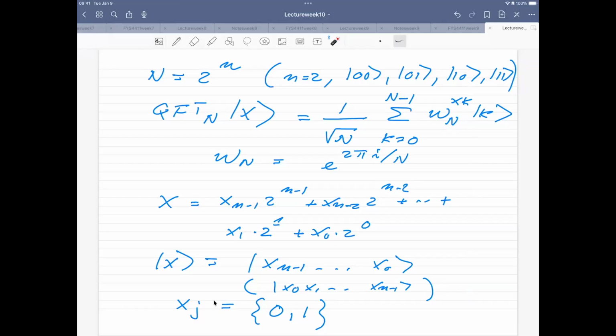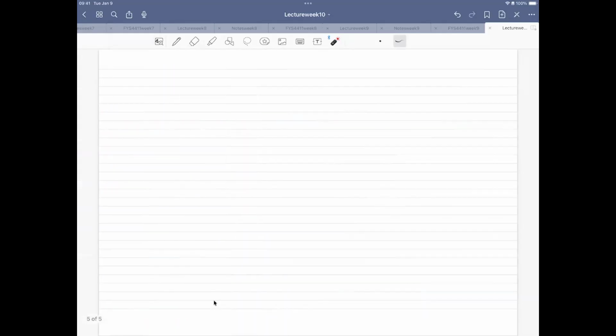But let's look at these details by taking the 2-qubit case, okay? So we are going to specialize there, and then hopefully you will see what the circuit is going to look like. So we are going to have bits x1 and x0. These x_i can take values only 0 and 1, okay? As we discussed last week.